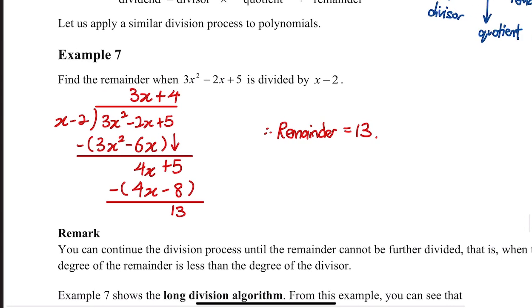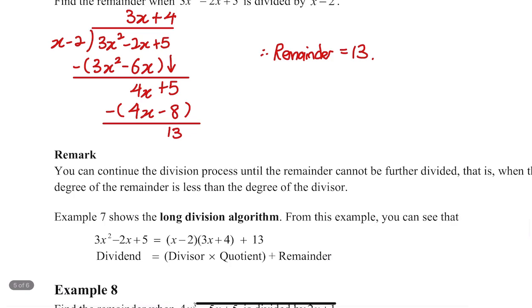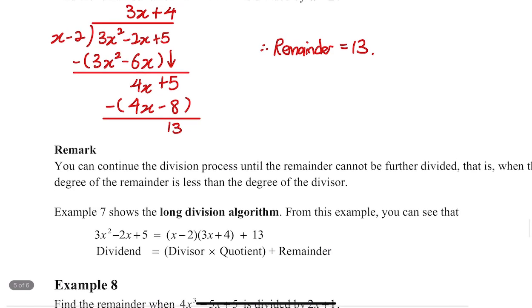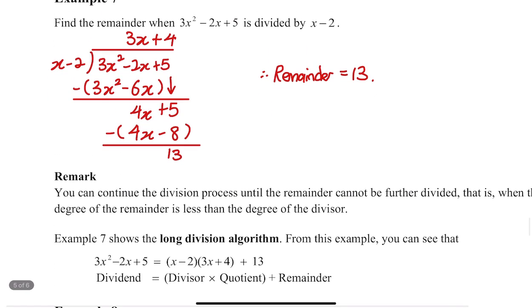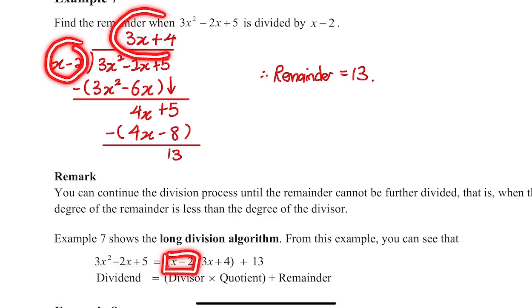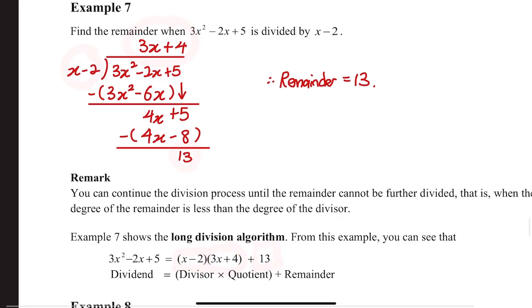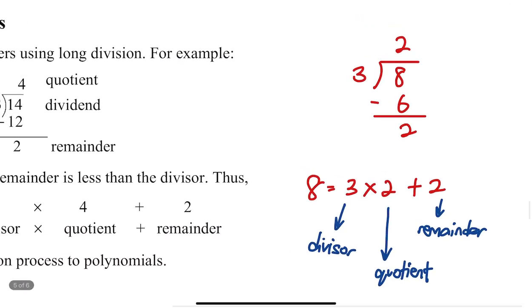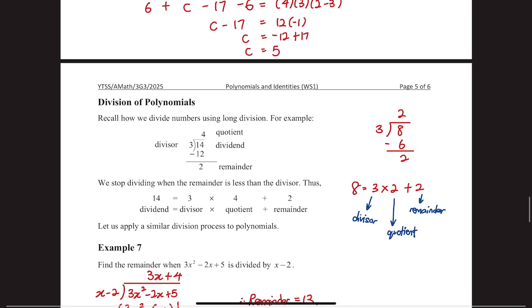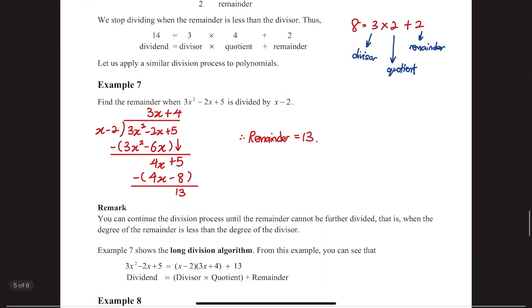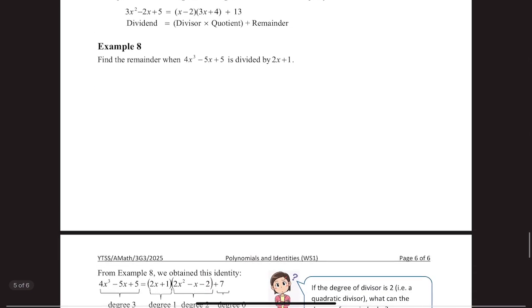Okay, let's look at another example to visualize this. But I think for example 7, you can see that this dividend here is equal to the divisor x minus 2 here times the quotient 3x plus 4 plus the remainder. Okay, which is similar to how we obtain this using numbers, but instead of numbers now, I have polynomials. Okay, let's look at example 8 now.